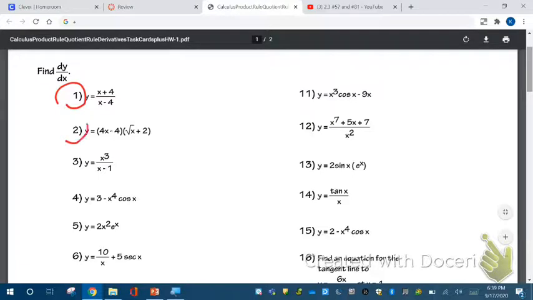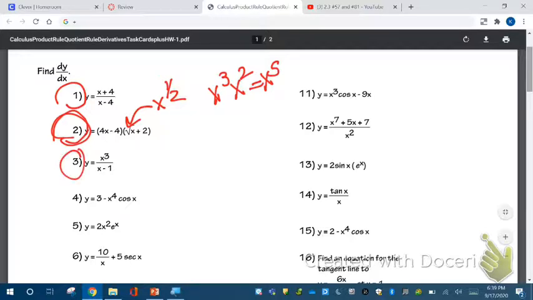Number 2, you could do a product rule as is, but me personally, I would rather FOIL and then do a power rule. Remember, when you FOIL and when you do the derivative, this square root of x is just an x to the 1/2 power. And when you work that out, remember that x cubed times x squared, for example, is x to the 5th; when you multiply, you add exponents. I think that one's going to be easier to do with a power rule if you FOIL first. Number 3, no choice, got to do a quotient rule.